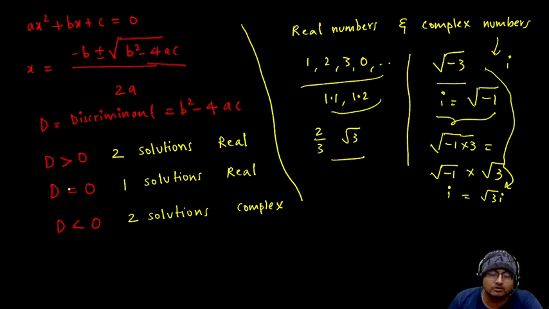So in general, in MCQ type problems, the questions are asked like this. What if the discriminant value is greater than 0? We will have two solutions that are real, like 1, 2, 3, 0, or 1.2, 1.3, or 2 by 3, or root 3. Solutions like these we will have. If d is greater than 0, we have two different solutions.